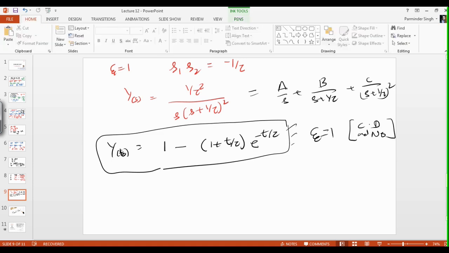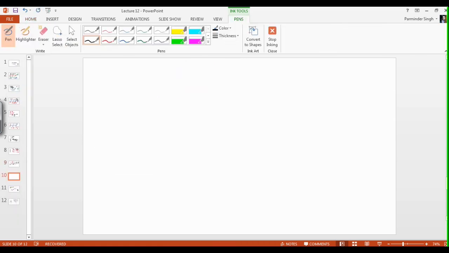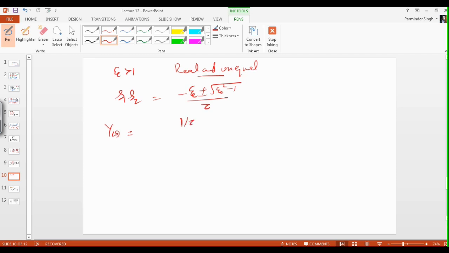Now second is, if zeta is greater than 1, then the roots are real and unequal. In that case, the roots will become minus zeta plus minus square root of zeta square minus 1, over tau. Clear? So your Y(s) will be 1 by tau square over s into (s minus s1) and (s minus s2).